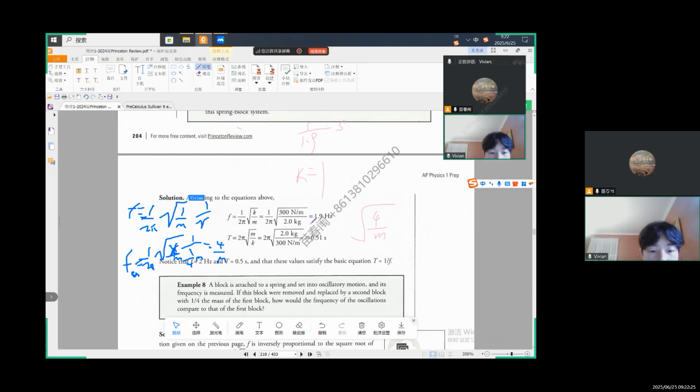So that's 1 over root m times, okay, so this would be 1 over 2 pi root m. And so this one would be 2 over root m, so 2 over 2 pi. So the frequency doubles. So if the block becomes 1/4 and the frequency doubles, yeah, it's probably making sense now.